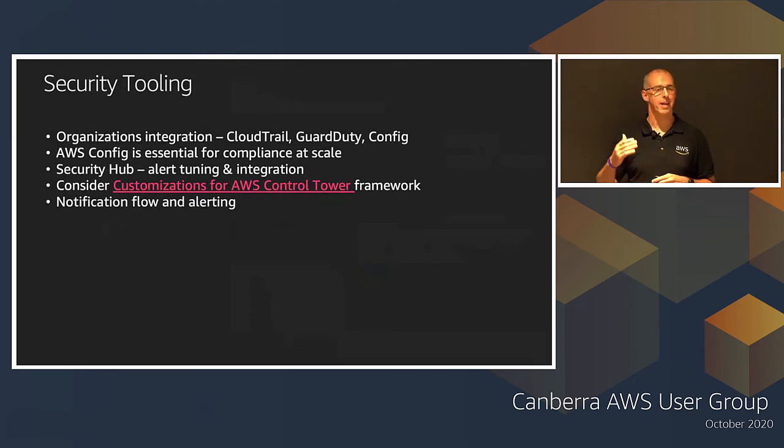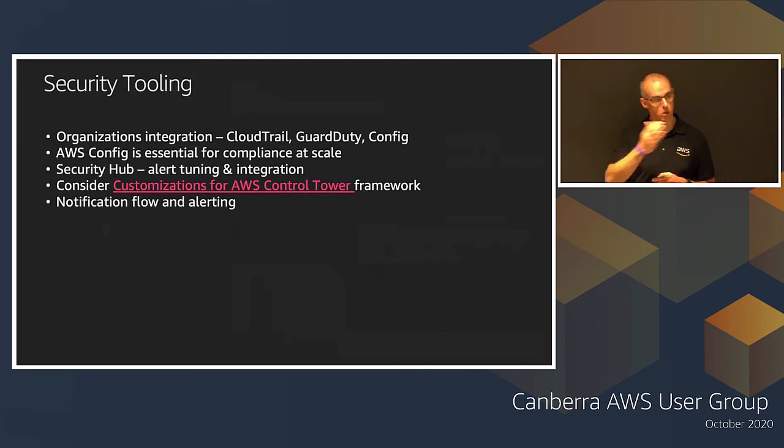It's the only way you'll be able to get that continuous view of compliance throughout your AWS organisation, and it's also required for Security Hub to help power all the checks that it does. And from a Security Hub point of view, there's a lot of standards and a lot of rules that you can enable in there.